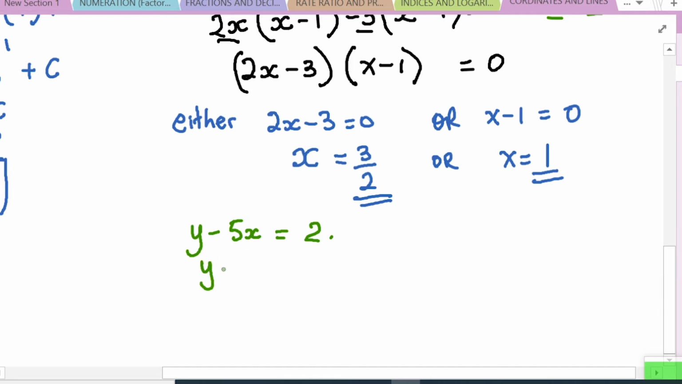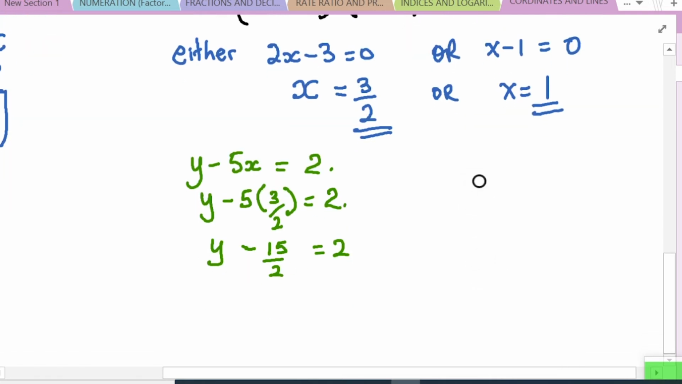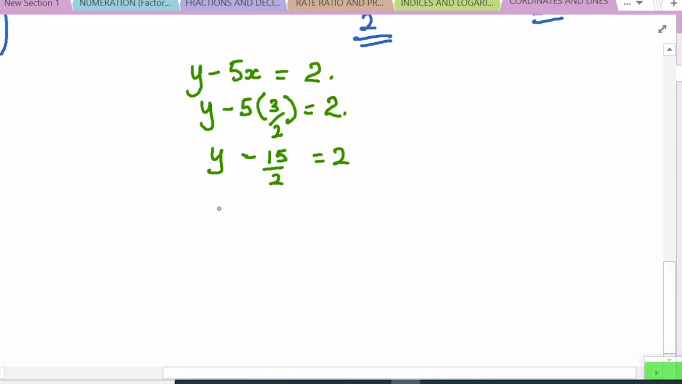This is going to become y minus 5 times x, which is 3 over 2, is equal to 2. So this is y minus 15 over 2 is equal to 2. So what do we have? Meaning that y is going to be equal to 2 plus 15 over 2. And what is our final answer here? It's 19 over 2. That's our final answer.